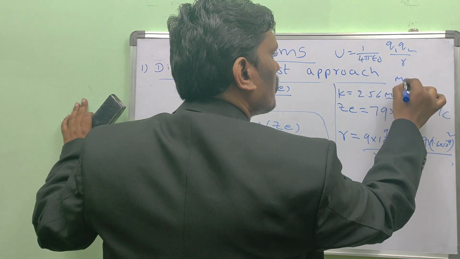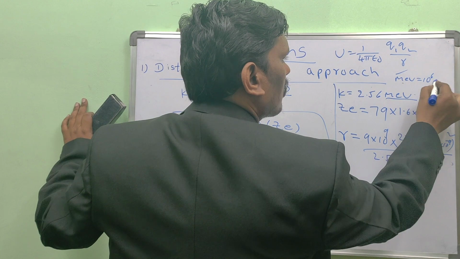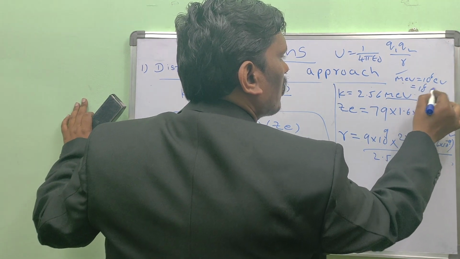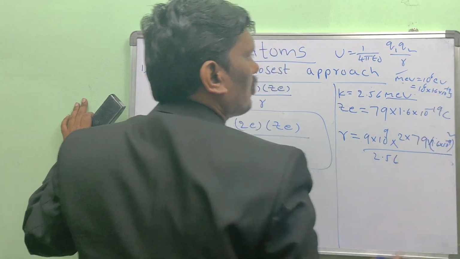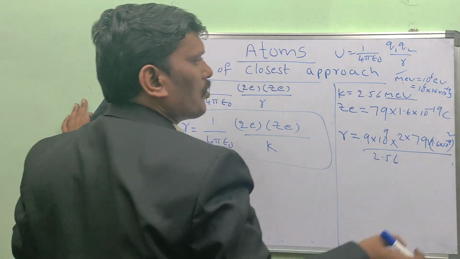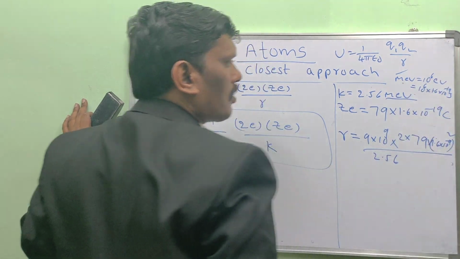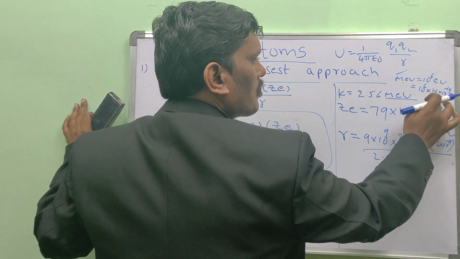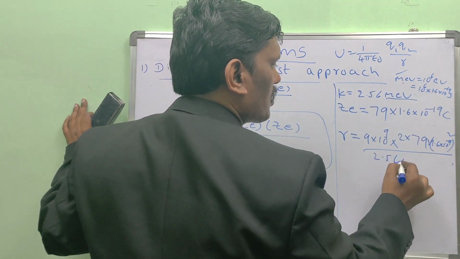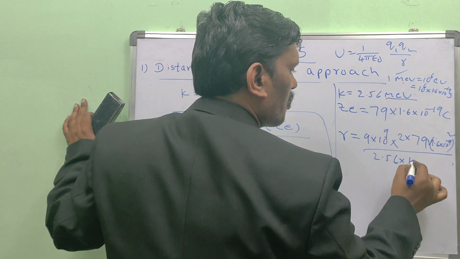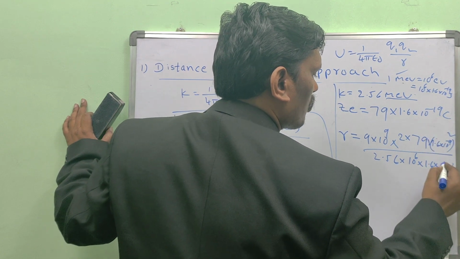1 million electron volt needs to be converted into joules. First, million means 10 power 6 electron volts. 1 electron volt means 1.6 into 10 to the power of minus 19 joules. So how to convert it into SI unit? Million means 10 power 6, 10 power 6 electron volts, and electron volt is also not the SI unit. 1 electron volt means 1.6 into 10 to the power of minus 19 joules. So finally, 1 MeV means 10 power 6 into 1.6 into 10 to the power of minus 19 joules.